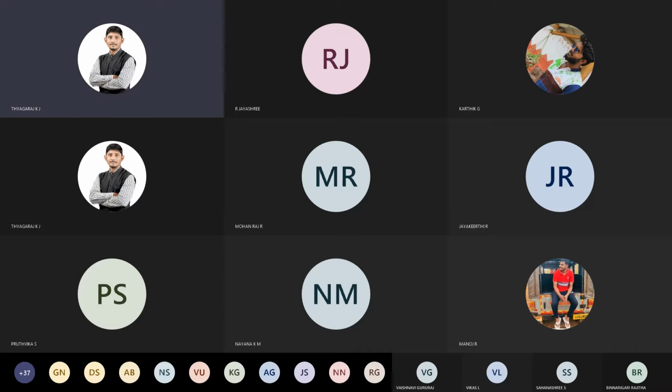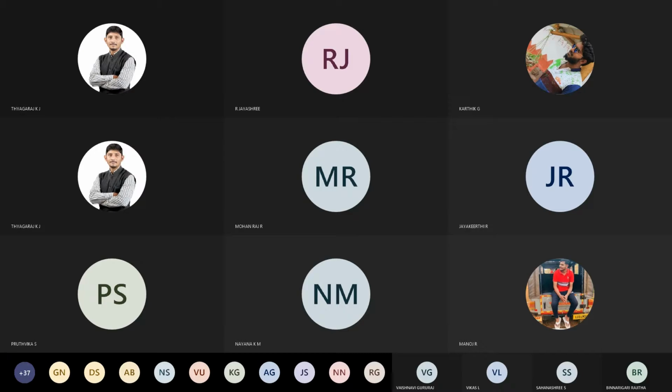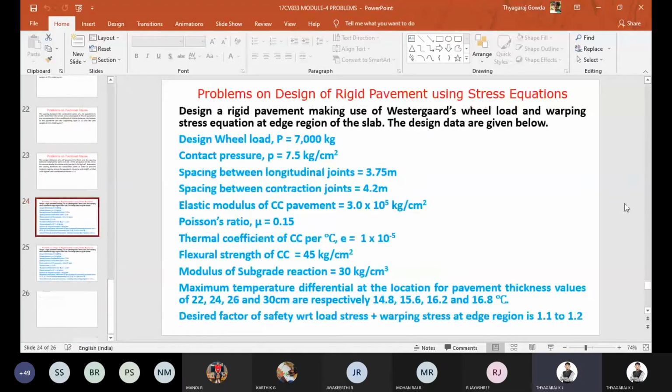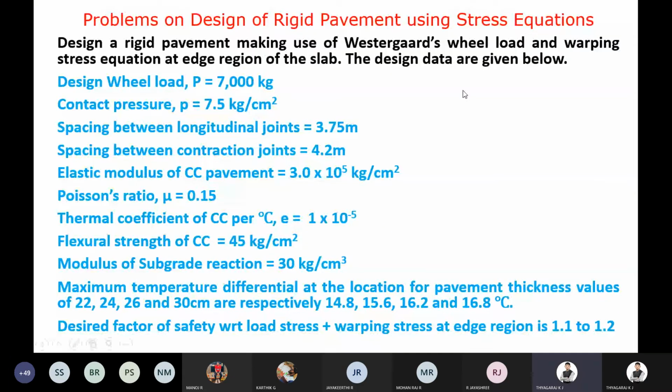So kindly note down this problem. The same thing we have calculated using Westergaard Wheelock theory, but it is slightly different. Problems on design of rigid pavement using stress equations. I told, right, there are two methods. One is the stress equation method and another one is the IRC 58 2002 method. So kindly note down the first problem.